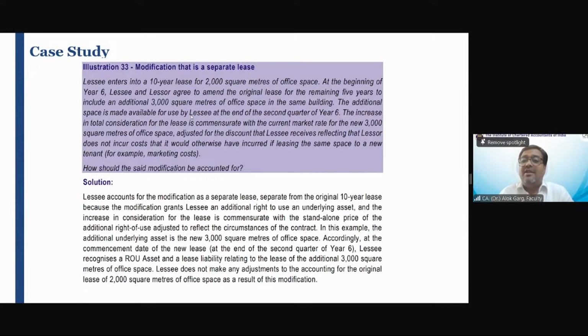Okay, this 3000 additional scope, increase in scope, is commensurate with the increase in the market rental, and hence this 3000 square meter is considered as a separate contract. A separate ROU lease liability is required to be created for this 3000 square meter, and for the 2000 square meter, it was an existing contract, which will continue on the basis of the original terms and conditions, right? This is what is there for illustration number 33.